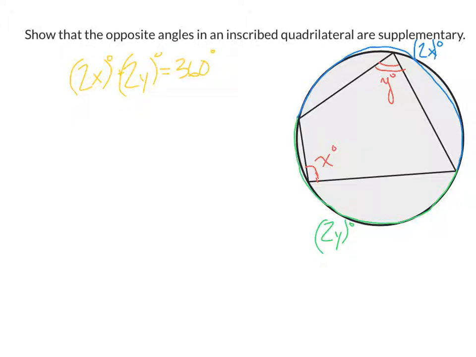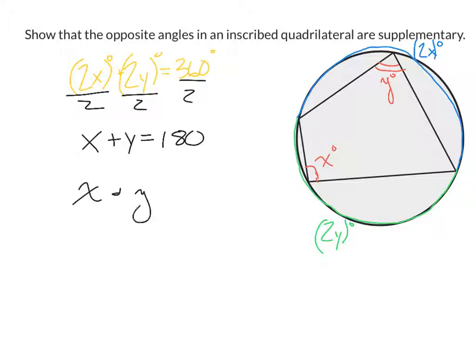Now, what I can do from here, if I divide everything by 2, divide both sides of the equation by 2, I end up with x plus y equals 180. And so that tells me that angles x and y sum to 180. And since they sum to 180, x and y are supplementary. This is the definition of supplementary angles, two angles who add to 180.